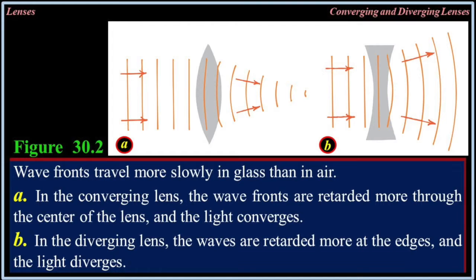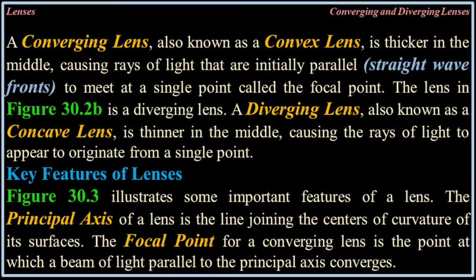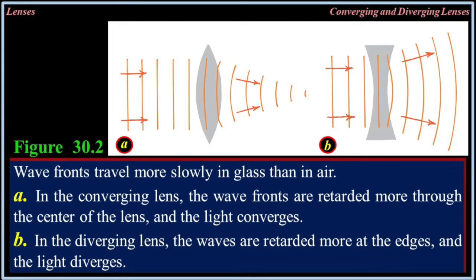In the converging lens, the wave fronts are retarded more through the center of the lens and the light converges. B, in the diverging lens, the waves are retarded more at the edges and the light diverges. A converging lens, also known as a convex lens, is thicker in the middle, causing rays of light that are initially parallel, straight wave fronts, to meet at the single point called the focal point.